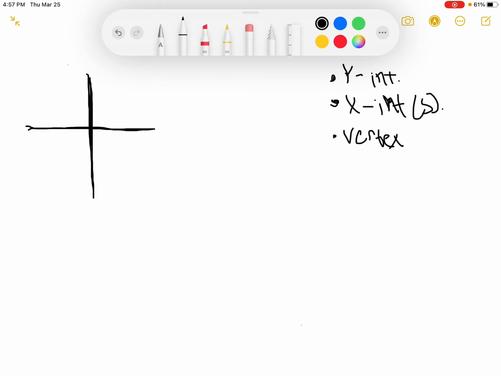So hopefully you know what a vertex is. That's just the point at which the two parts of the parabola come together, like right there if it was like that, or right here if it was like that. So how do we find these things?